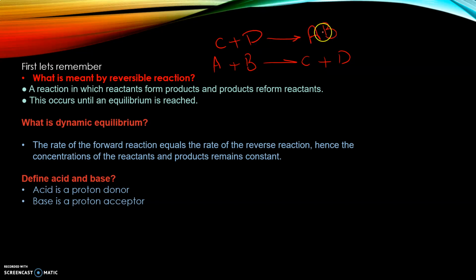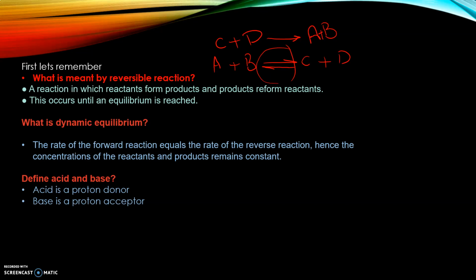So instead of writing two equations, we only write one and we represent the reaction with two arrows, like these. This means that this is a reversible reaction. A and B form C and D, and then C and D also reform A and B. And when this happens, we say that the reaction has reached equilibrium.